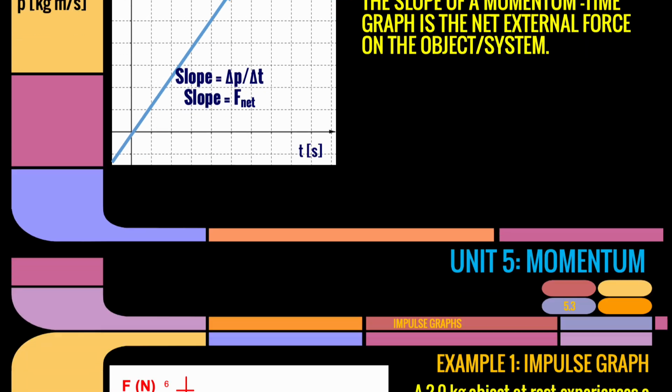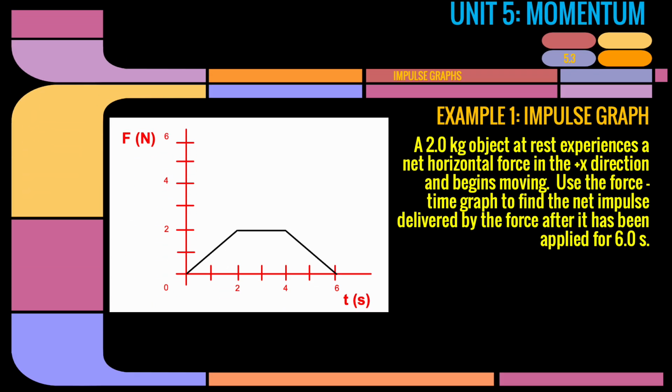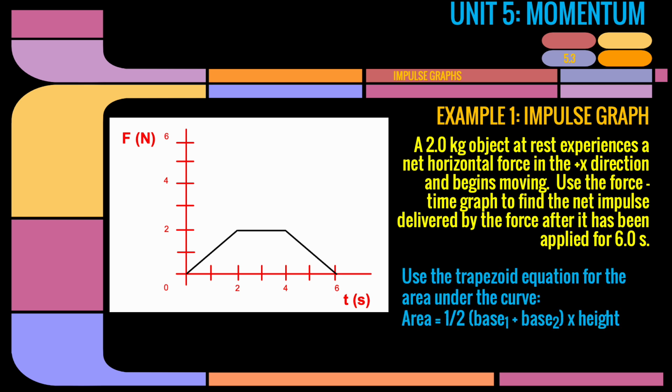So I have a first example here. It's pretty straightforward. We have an object of a certain mass that experiences a net horizontal force in the positive x direction and begins moving. Using the force-time graph, find the net impulse delivered by the force after it has been applied for 6 seconds. We see that it starts at 0, goes to 2 newtons up until 2 seconds, remains constant for 2 seconds, and then decreases back to 0 for 2 seconds.